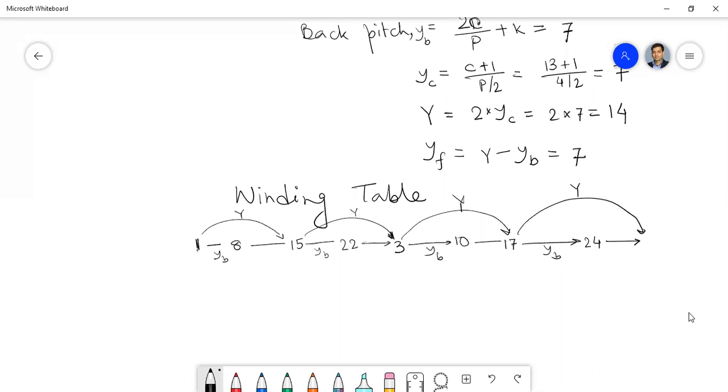What will be the next coil side I should write here? Sir, 5. Why? Why 5? What is the explanation? Sir, 26 plus 5. 26 plus 5. Where is the 26 value?